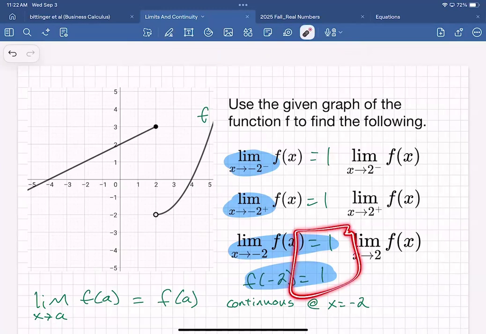Lastly, compare the values you get. Are these the same or are they not? Right? If they are the same after you do all that, then you know that it's continuous. Okay?